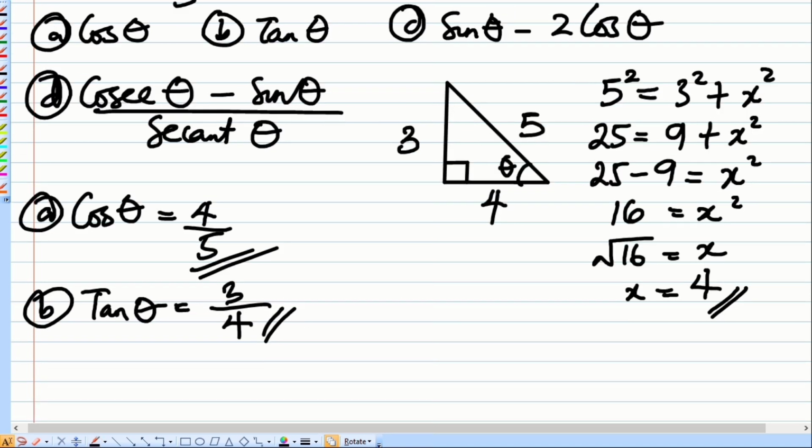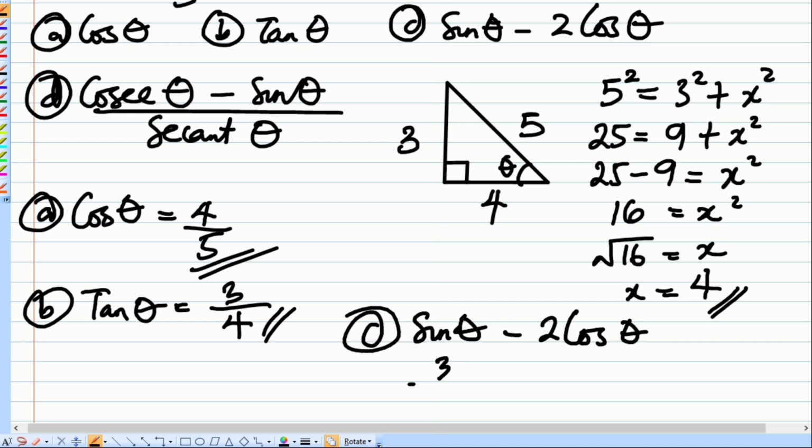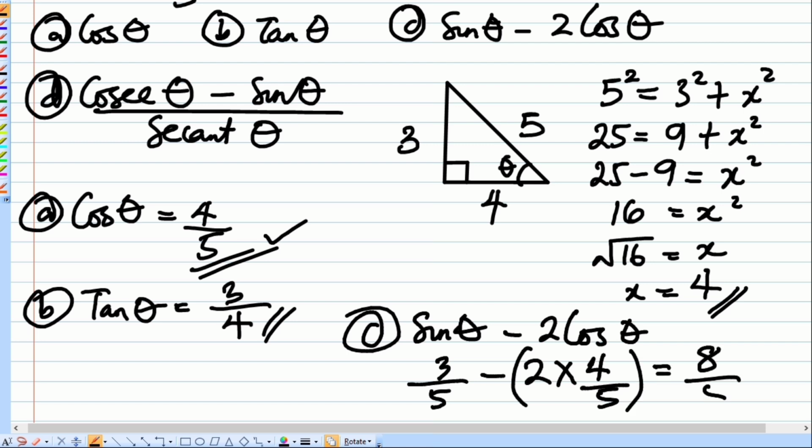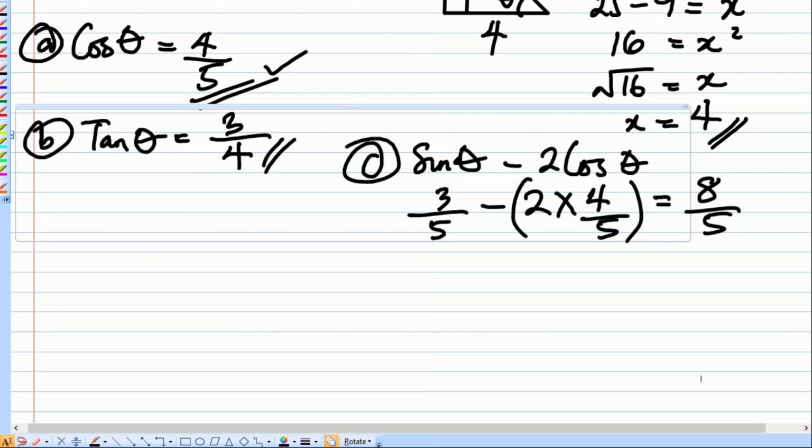Now, for the C part, we're looking for sine theta minus 2 cosine of theta. So what's sine theta? Remember, initially sine theta was given to us as 3/5. So 3/5 minus 2 times, what's cos theta? 4/5. So 2 times 4/5, let's just simplify this one. Let's put it in the bracket. 2 times 4/5, you see, 2 times 4 is 8. So we have 8/5.